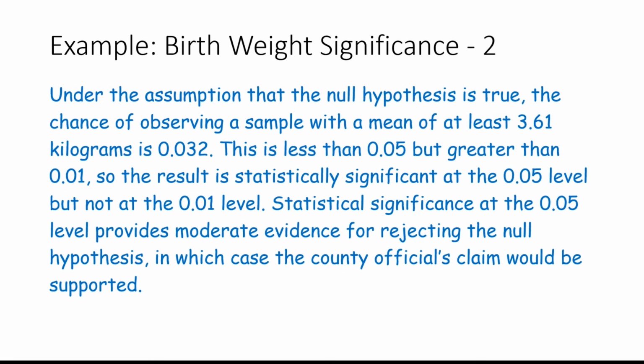Under the assumption that the null hypothesis is true, the chance of observing a sample with a mean of at least 3.61 kilograms is 0.032. This is less than 0.05, but greater than 0.01. So the result is statistically significant at the 0.05 level, but not at the 0.01 level. Statistical significance at the 0.05 level provides moderate evidence for rejecting the null hypothesis, in which case the county official's claim would be supported.